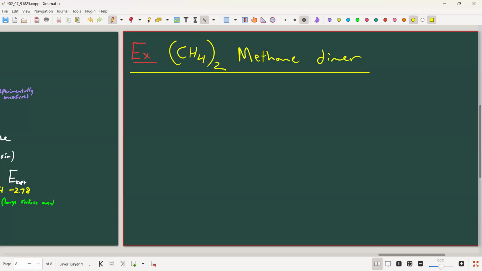Now, when we think about the different criteria that cause intermolecular interactions, what do we want? We want a lot of surface area. We want negative and positive charges, dipoles. All these things are great.